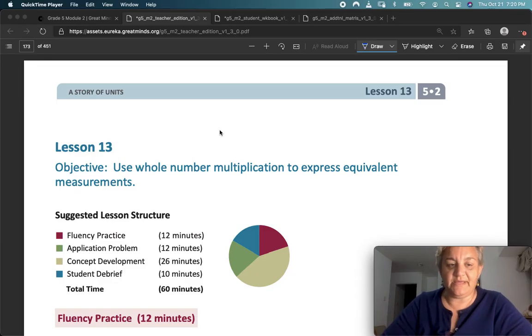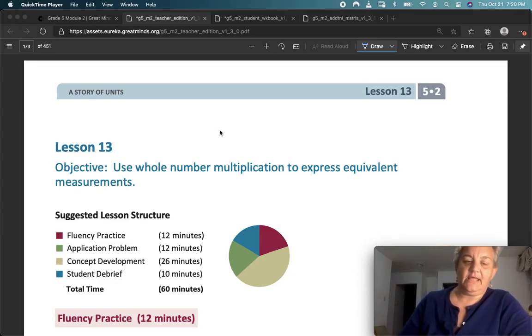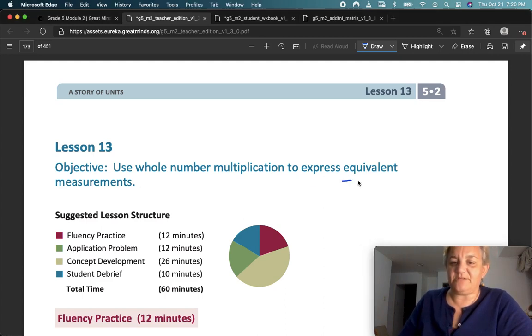Welcome to Eureka Math. This is Module 2, Lesson 13, and our objective is to use whole number multiplication to express equivalent measurements. So by equivalent measurements, what they mean is we are converting measurements, right? So maybe feet to yards or centimeters to meters, minutes to hours. So let's check it out, okay?